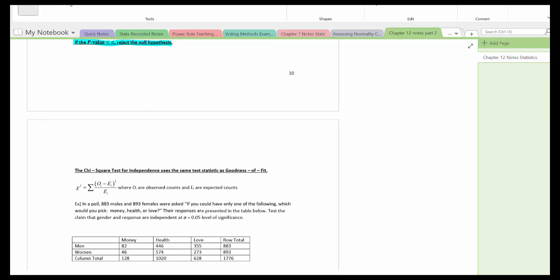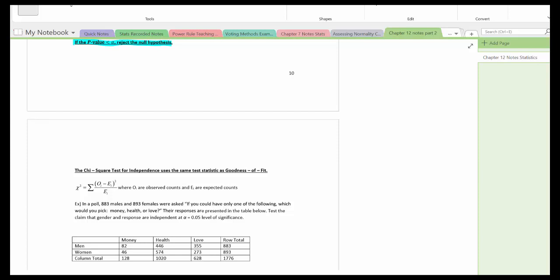So note, the chi-square test for independence uses the same test statistic as the goodness of fit. Okay, let's take a look at an example. So we already started this, the 883 males and 893 females, and they have one of the following to choose.